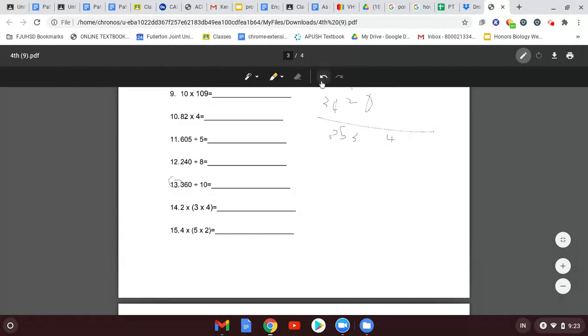So actually, let's try doing this parentheses question. So we'll do 15. We always do parentheses first. The numbers in parentheses are 5 times 2. Therefore, we do 5 times 2 first. So it'll be 4 times, and since 5 times 2 is 10, we just put 10 over here. And then 4 times 10 is 40. That's basically the answer. For number 14, we would do parentheses first, right? So we do 3 times 4 first, and then we do 2 times the product.